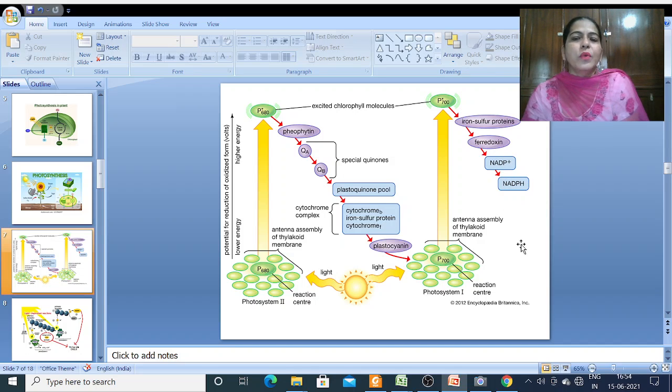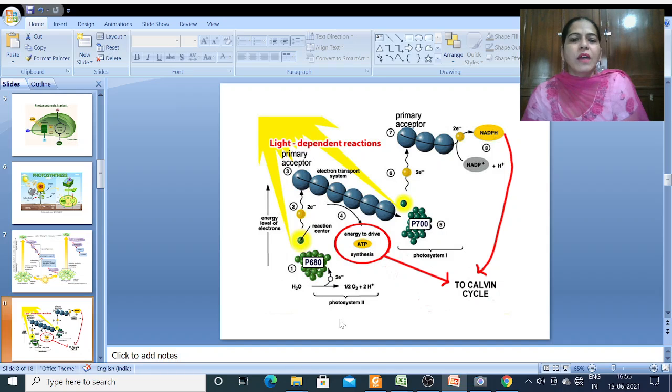So this is about the Z scheme. It looks like a Z, so it is called Z scheme of photosystems, right? So we will have another depiction.